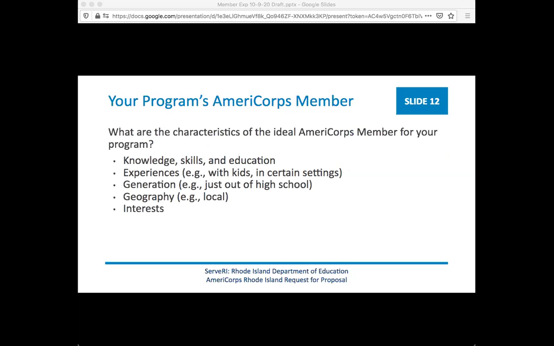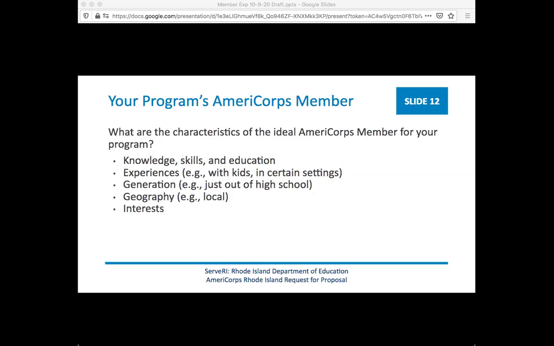A really important place to start is to think about the characteristics of the ideal AmeriCorps member for your program. What are the knowledge, skills, and education they should bring? What kind of experiences should they have? Would it be good if they had experience working with kids? Have they had experience in rural and inner city settings? Would it be good if they'd had experience working on teams or working independently?